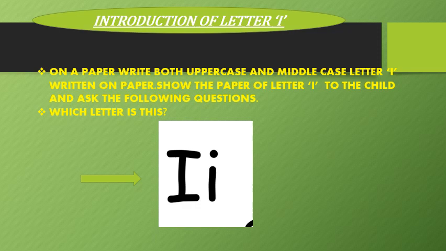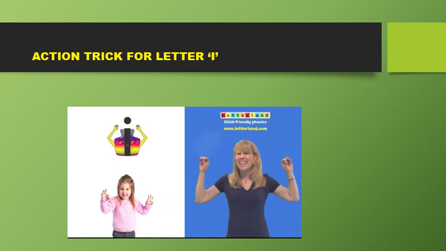Now, let's see our letter for today. Which letter is this? Can you tell? Yes, this is letter I. This is uppercase letter I. And do you know what is the phonic sound of letter I? The phonic sound of letter I is I. Now, do you know which letter land character is friend of letter I? Impy Ink is friend of letter I.